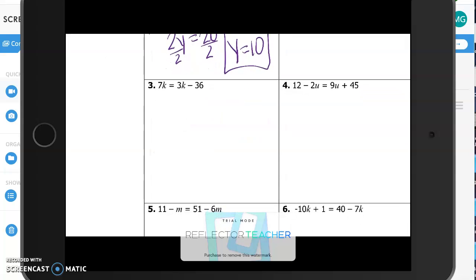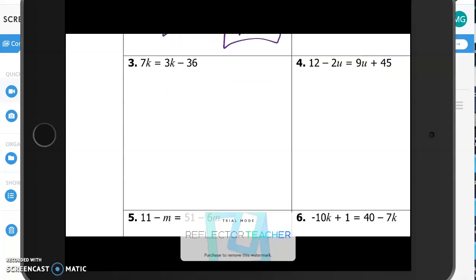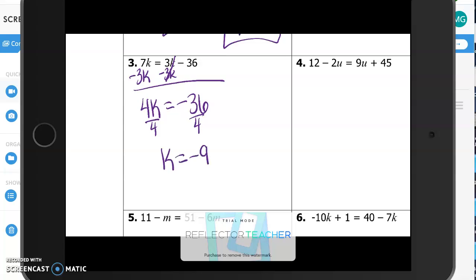So for number 3, we don't have to distribute and we don't have to combine like terms because these are on opposite sides of the equal sign. So I'm going to move my 3k that's on the right over to the left. To get rid of it, I would need to subtract it from both sides. So 7k minus 3k is 4k equals negative 36. Make sure you're careful and bring down the negative with the 36. Divide both sides by 4, and k equals negative 9.